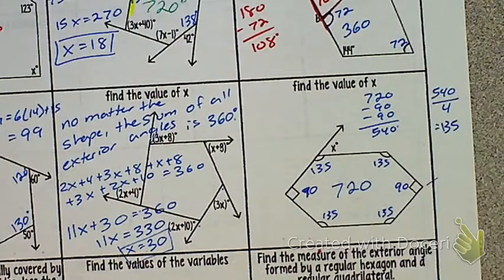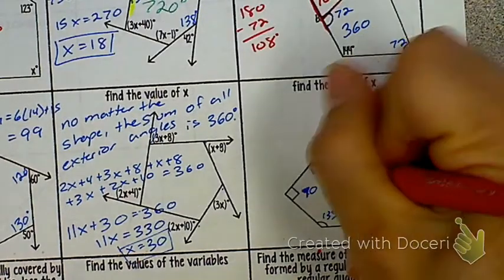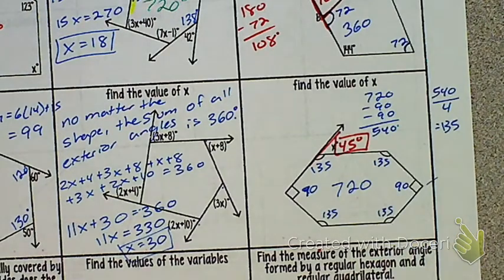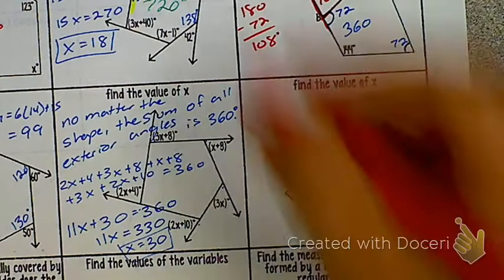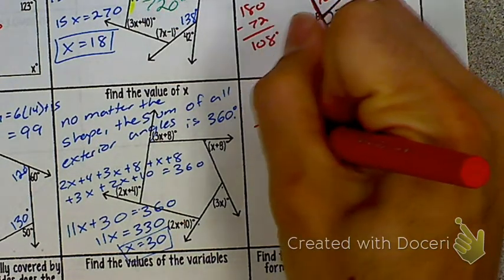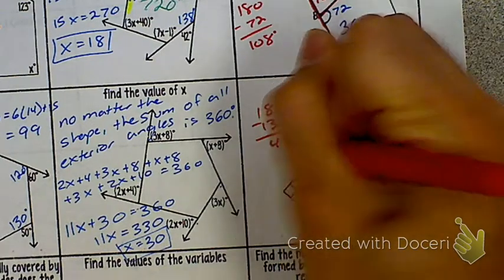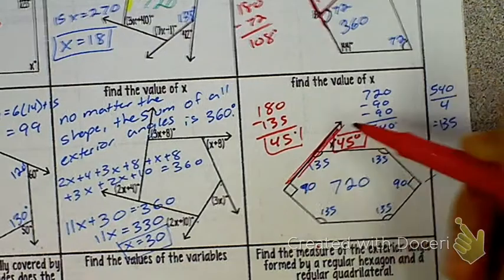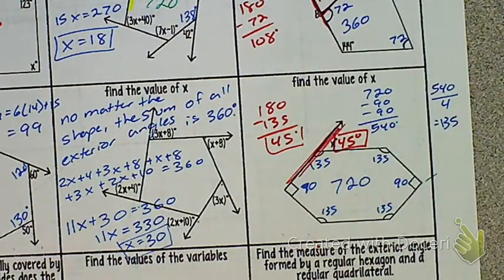Therefore, x is how much? 45. How did you get 45? 135 subtracted from 180. There you go. You do 180 minus 135, because this right here makes a straight line, which is 180. Straight angle. Yes, it does.